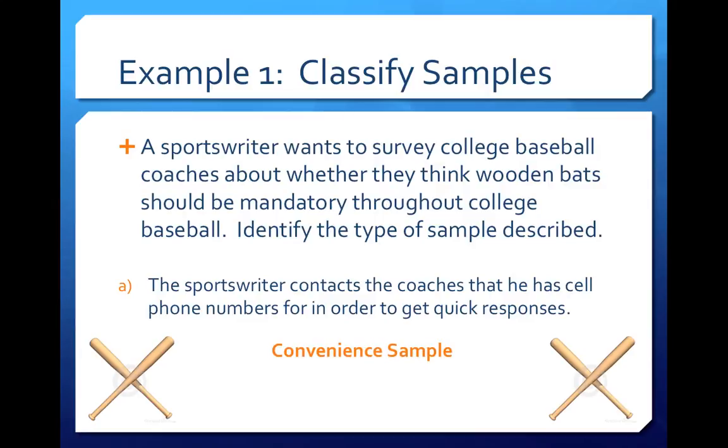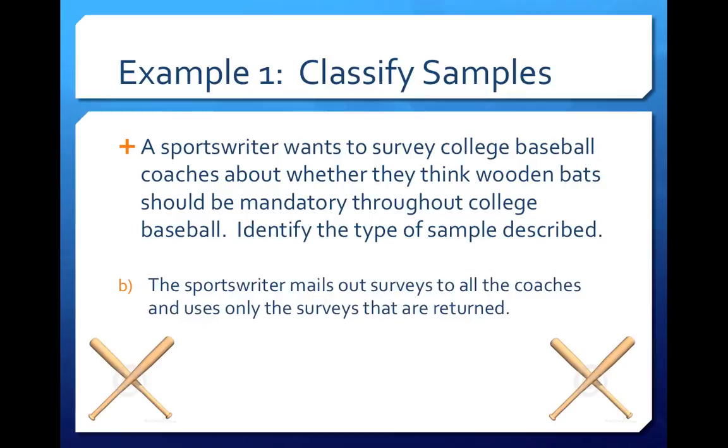Well, hopefully you realize this is a convenience sample. If he has cell numbers for these coaches, then that makes them easy to reach people to become part of his survey. So this would be an example of a convenience sample. How about this one? The sports writer mails out surveys to all the coaches and uses only the surveys that are returned. This would be an example of a self-selected sample because the coaches are choosing whether to volunteer themselves for the sample by whether they mail the survey back in or not.